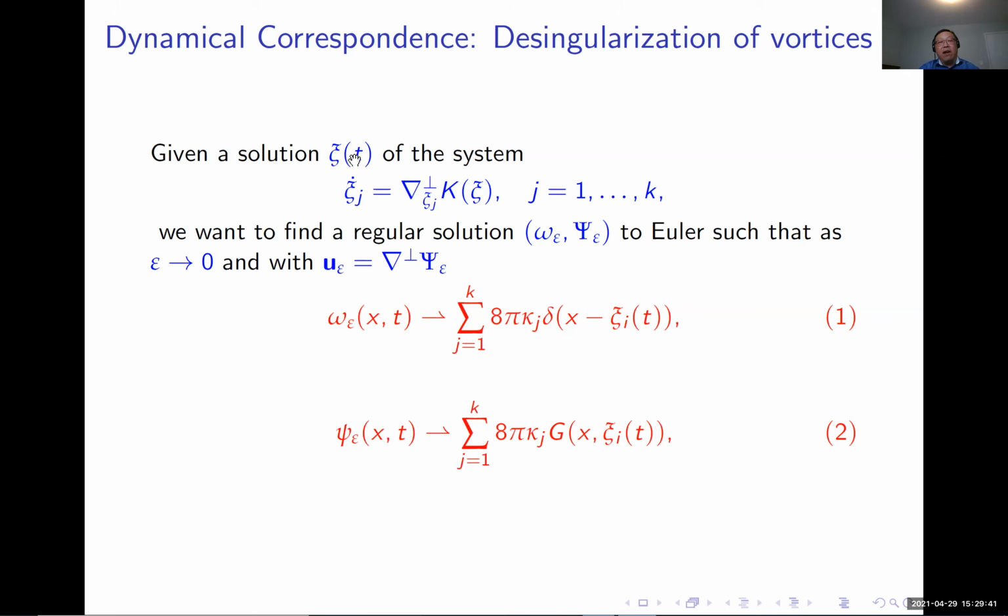So the question is, I give a solution to the Kirchhoff-Routh system. This is a dynamical system. You take an initial condition, so the particles will move. Now, suppose the particles don't collide. If they collide, it's a different story. The question is, can we find a regular solution to the Euler equation such that in some limit, your vortex approaches the singular solution? This is called a dynamical correspondence problem. You have this Kirchhoff-Routh dynamics, and you want to find a regular solution. You want to desingularize the vortex so that the vortex also follows the same dynamics.